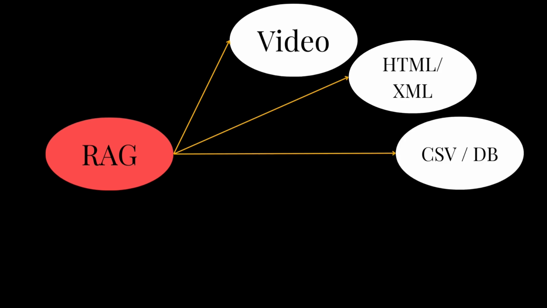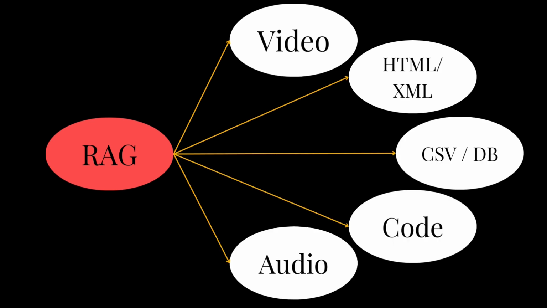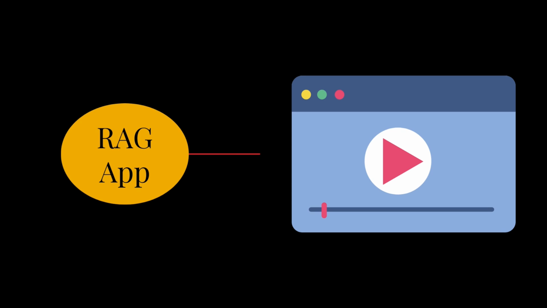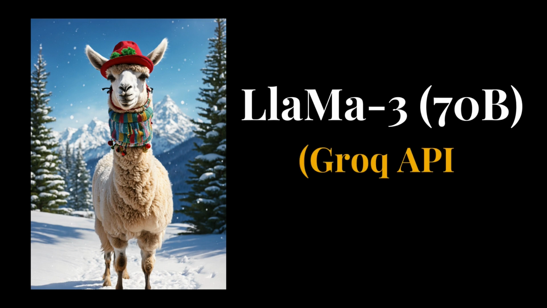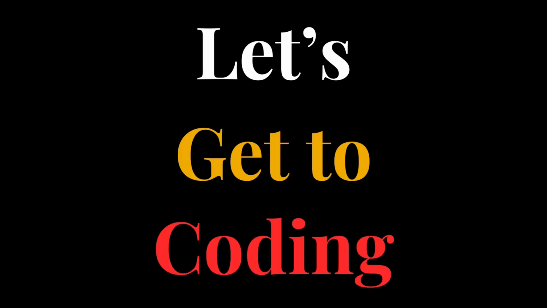Over the years, RAG has evolved and people have started using different kinds of data to create rich RAG applications. In this video, I will explain how you can build a RAG app that uses YouTube video transcripts to answer questions about that video. We will use the open source LLM Llama-3 served through the Groq API to build our RAG app. The coding will be done using the famous LLM app building framework LangChain. So without further ado, let's get started with the coding part.